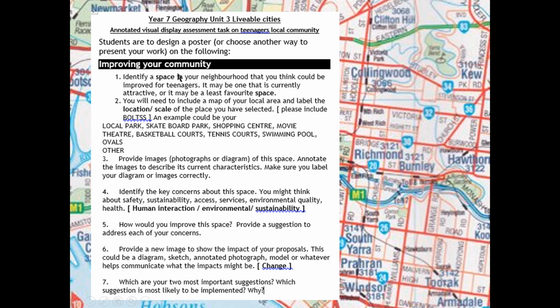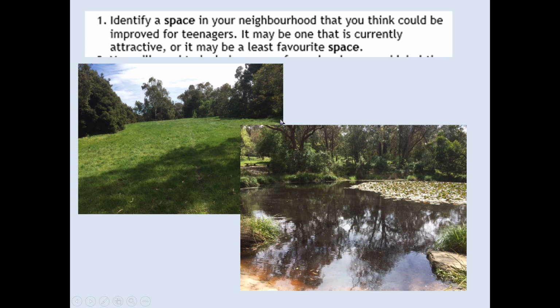It's really important that you remember that you're looking to create a more livable community for teenagers, so keep your interests and those of your friends and people of similar age in mind. Now I'm going to step through each of the 7 different tasks. First of all, you have to identify a spot in your neighbourhood that you think could be improved for teenagers, and place a couple of photos of that area.